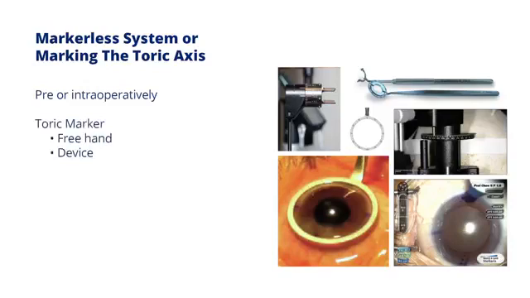So you need to have a toric marker, and you can do this freehand, as you can see here in the picture, or you can use a device. It's important before you place your marks that you dry the eye so that you do not have a smudging and a blotch of ink. Use a fine marker, and even a Sinskey hook can be appropriate.